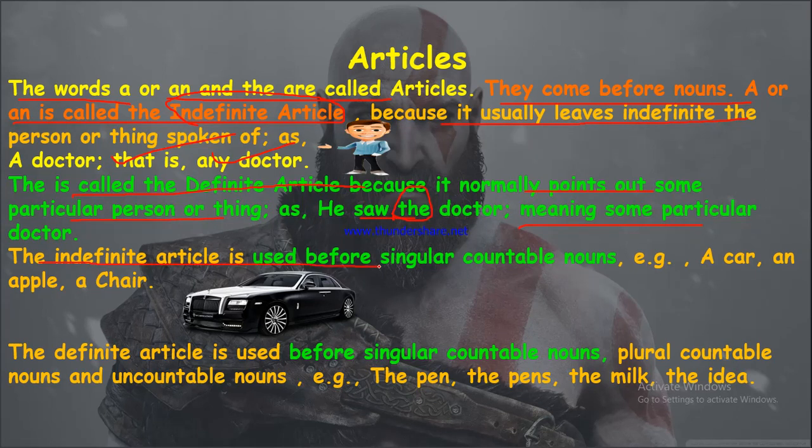The indefinite article is used before a singular countable noun: a car, an apple, a chair. The definite article is used before singular countable nouns, plural countable nouns, and uncountable nouns. For example, the pens. A or an can be used before a singular countable noun, while the can be used before a singular countable noun too, for example, the pen, but there are certain limitations where we cannot use the.